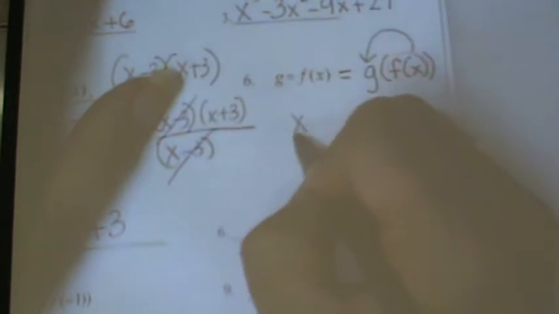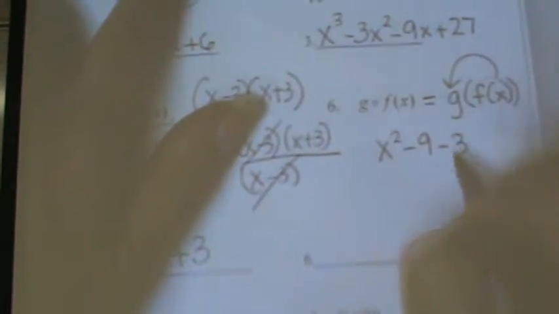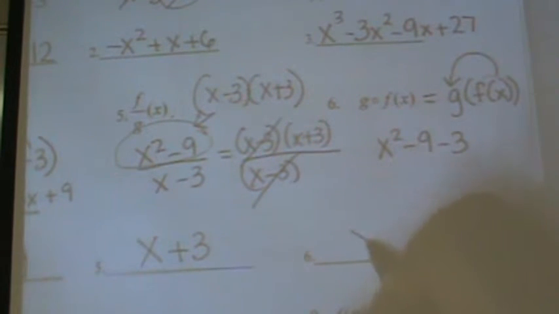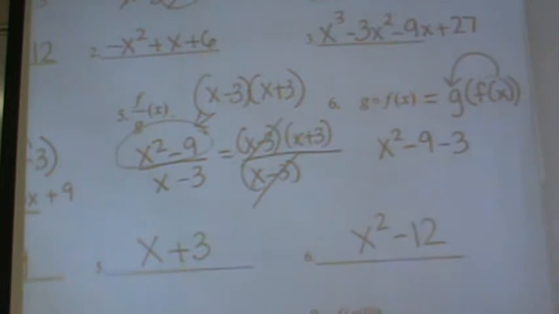So what is the f function? The f function is x squared minus 9. You're going to take this and pick it up and drop it, and wherever you see an x, you're going to write x squared minus 9. So you're going to stick x squared minus 9 in here, and then minus 3. Can you simplify that? What do you get? X squared minus 12. Yep.